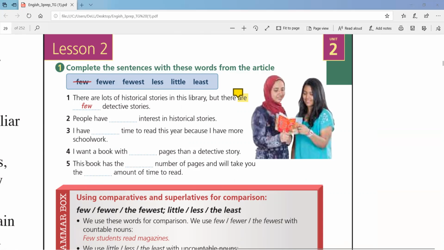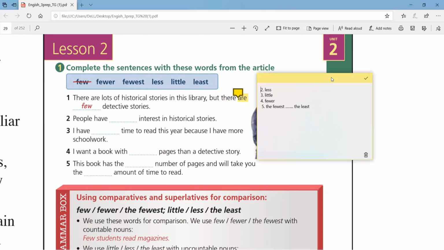Let's look at these. There are lots of historical stories in the library, but there are few detective stories. People have less interest in historical stories. Interest here is an abstract noun, it is an uncountable noun, so we used less. People have less interest in historical stories.